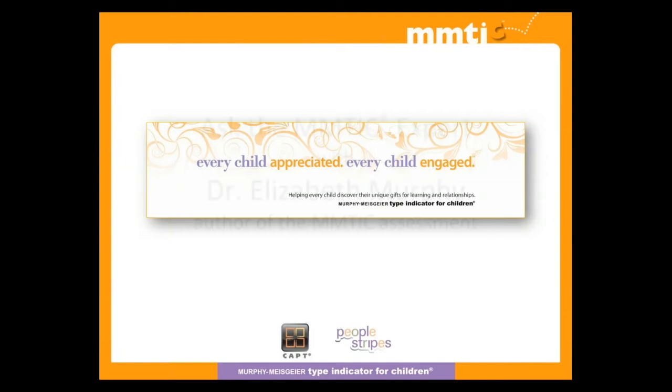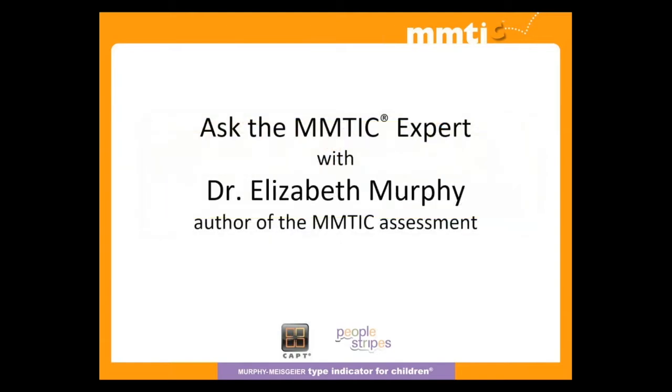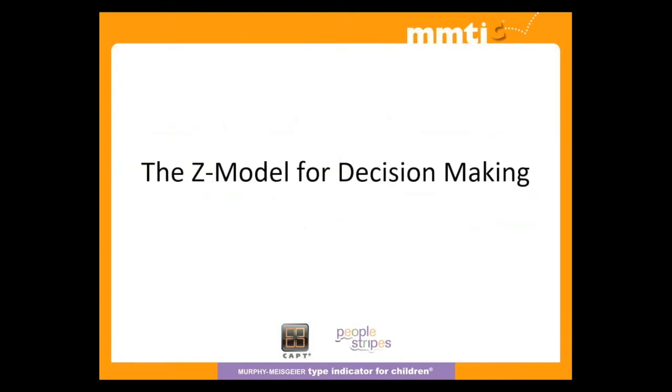And we are so pleased to have with us today the author of the assessment and the supreme leader of all things having to do with psychological type and kids. Dr. Elizabeth Murphy is here. Today we're going to talk about the Z model for decision making, helping your children and the students you work with go through that process. And of course, it's something we do as adults too. So Elizabeth, welcome. Take it away.